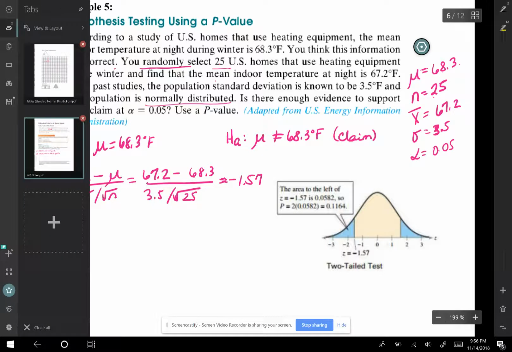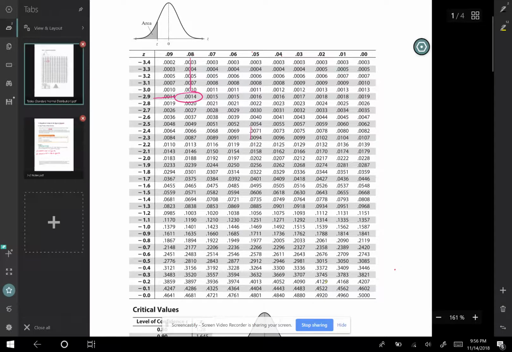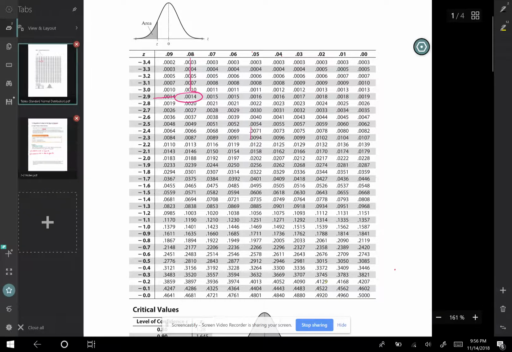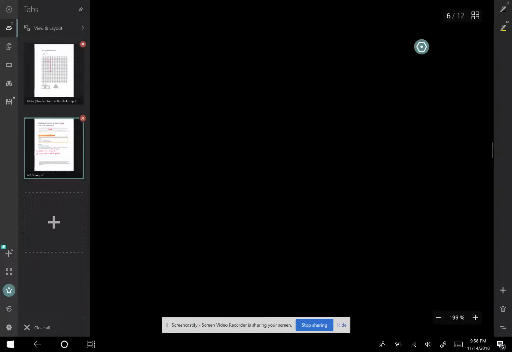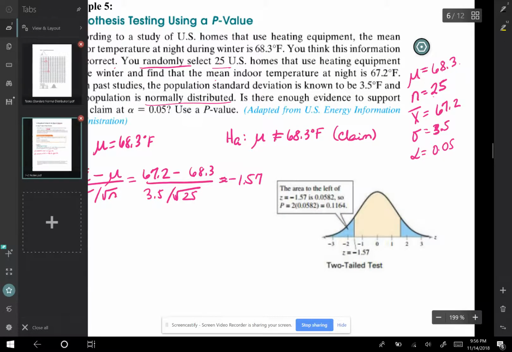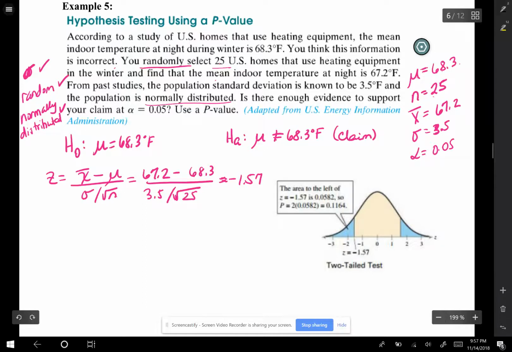So we're now going to go to our table. We're going to negative 1.57. So negative 1.5 and 7. So that puts me at 0.0582. Okay, and I guess I should have specified this at the beginning, but because our claim is not equal to, that means we could be on either side. So anytime it's not equal to, it's a two-tailed test. So if it's less than, it's left-tailed, greater than right-tailed, not equal to is two-tailed.